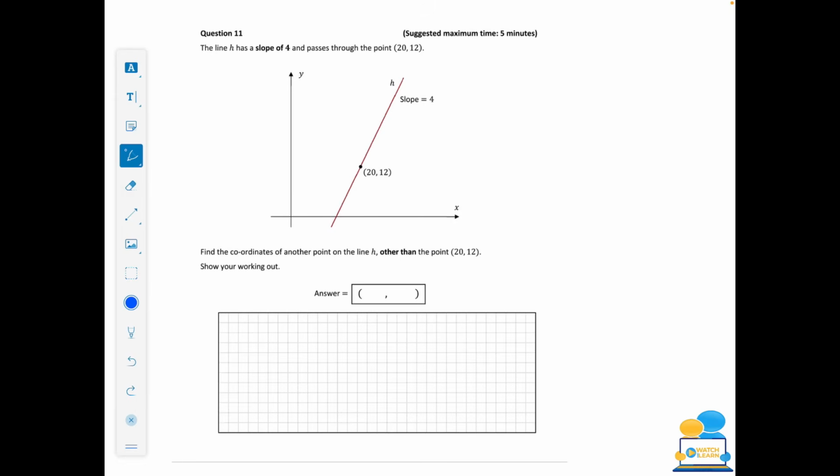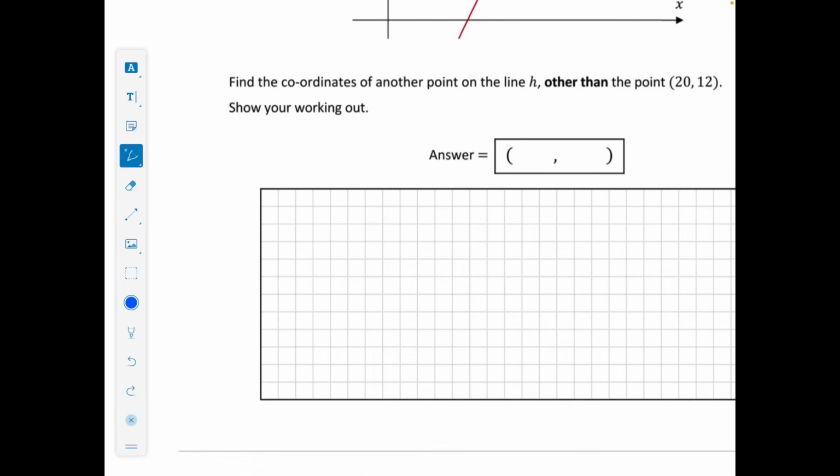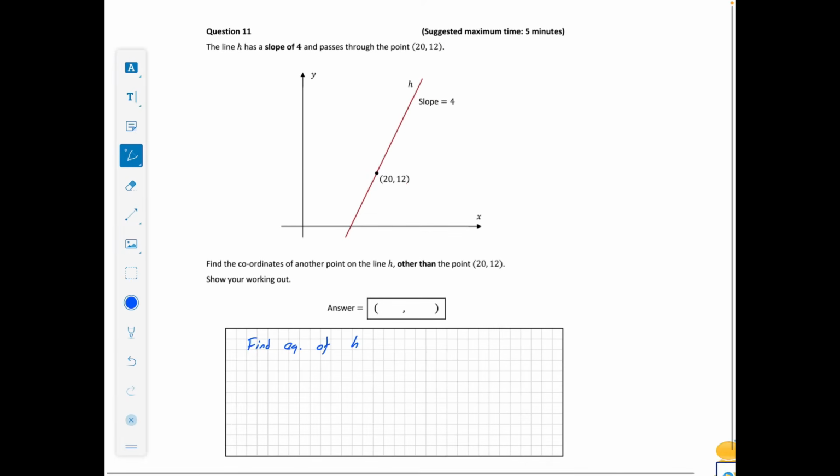Okay, so can I find the equation of the line H? I have a point, I have a slope. That's exactly the information I need to find the equation of a line. So maybe that might help me. That's what I'm going to do. I'm going to find the equation of the line. Okay, so I have my formula. Okay, and you should know the drill at this stage.